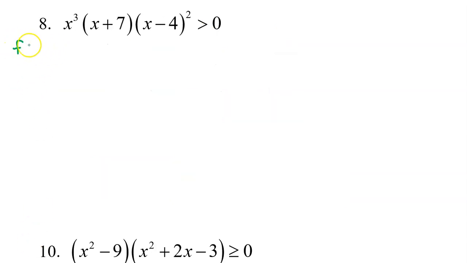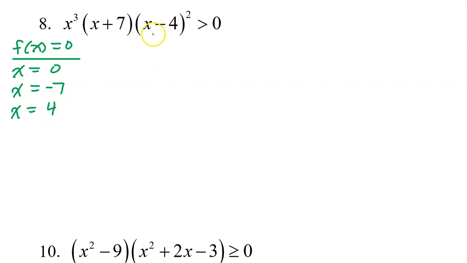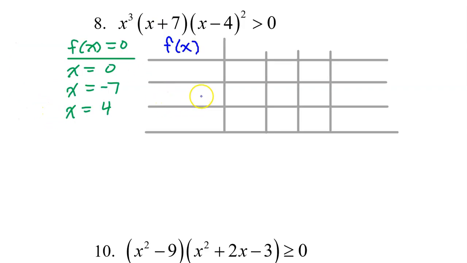Number 8. Let's find those zeros. So we have 1 at x equals 0 from the monomial. We have 1 at x equals negative 7. And we have 1 at x equals positive 4. Time for the sign chart.